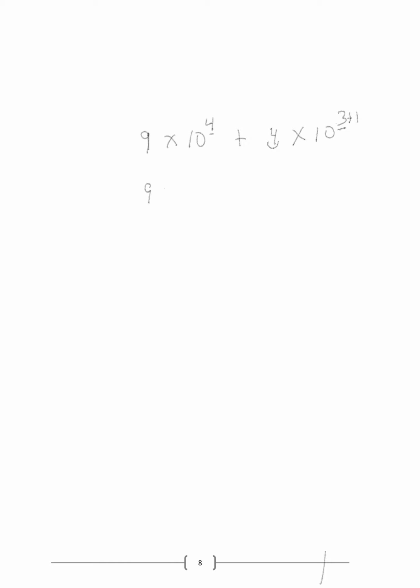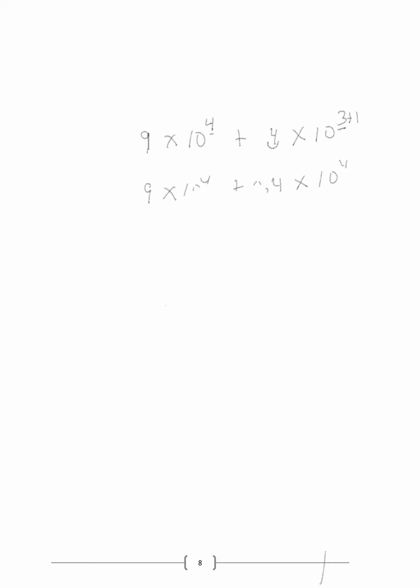So it's going to be 9 times 10 to the 4th plus 0.4 times 10 to the 4th. Now I'm ready to add them together. I can add the 9 plus the 0.4, which is going to give me 9.4 times 10 to the fourth. And that's going to be my number.